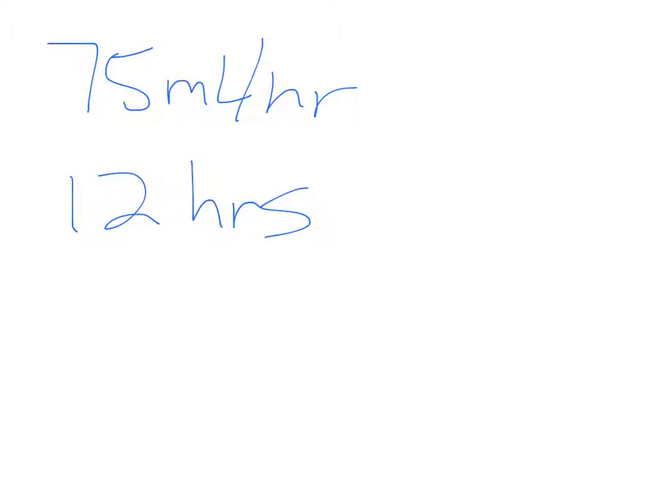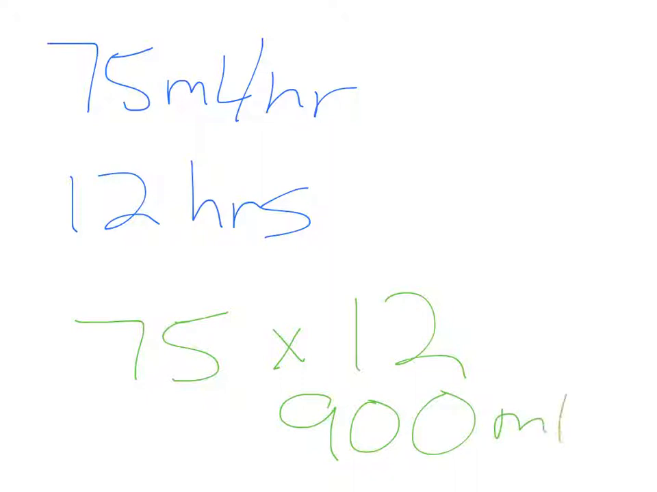So the easiest way to figure that out would be to take 75 times 12, and that'll give me my total volume. And 75 times 12 gives me about 900 total milliliters. So if you're looking for the total volume, you simply multiply.